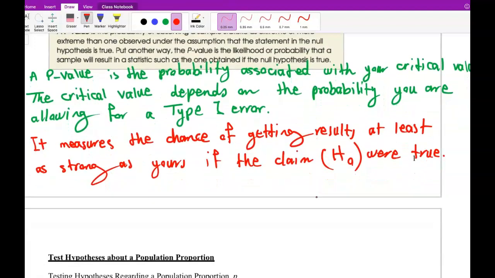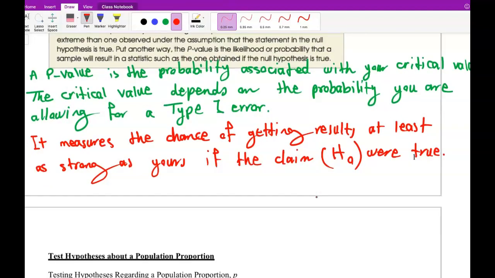Okay, then I want to add one more thing about the p-value. What is the relationship between the p-value and the null hypothesis? The p-value is the evidence against a null hypothesis.